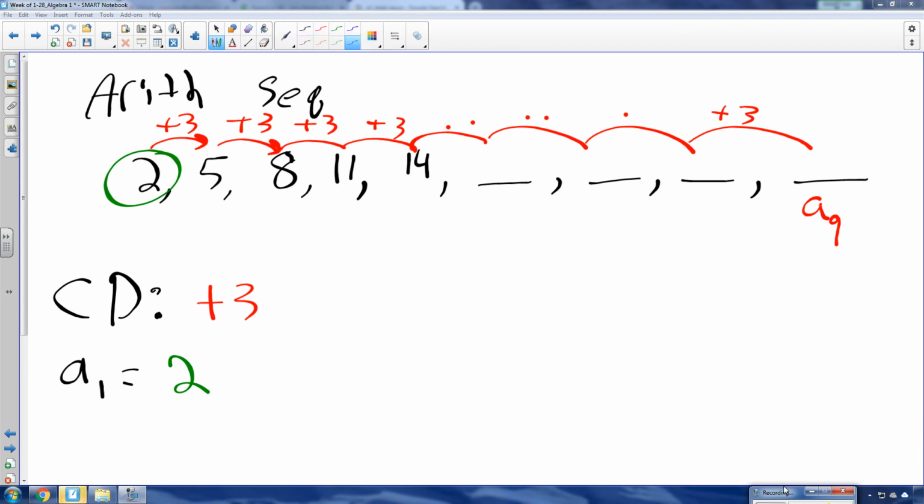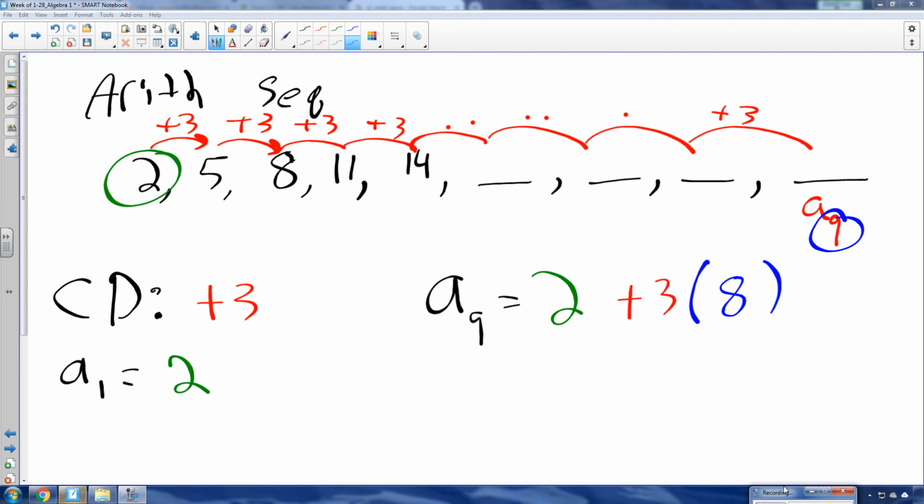So what I can realize is that my sequence A9 is going to equal the original number plus 3. How many times am I adding 3? Well, I'm adding 3 8 times. 9 minus 1 is 8. And we'll notice that this is 24, 25. I think the answer should be 26, according to this formula, right? 24 plus 2.